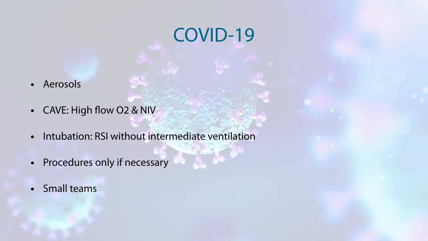So if we do have to intubate, we should do a rapid sequence induction. So no intermediate ventilation of the patient during induction. And procedures such as bronchoscopy should only be performed when they are absolutely necessary, and every procedure you perform should happen in really small teams.